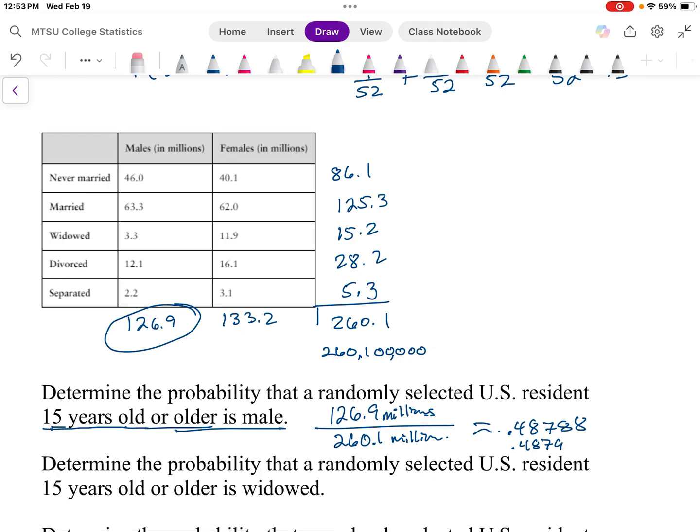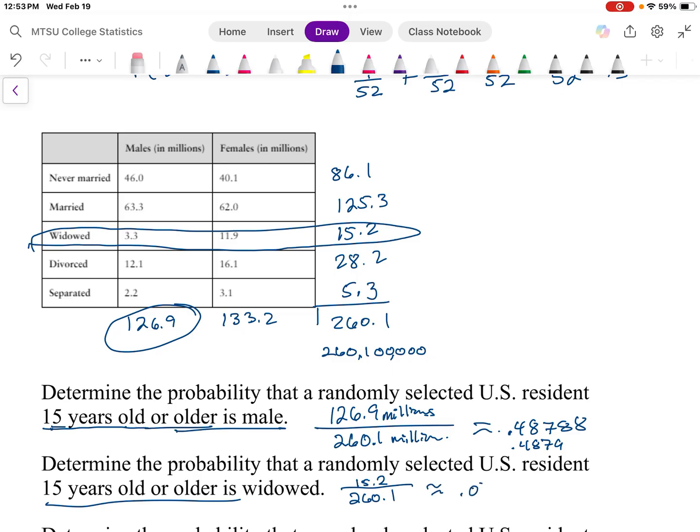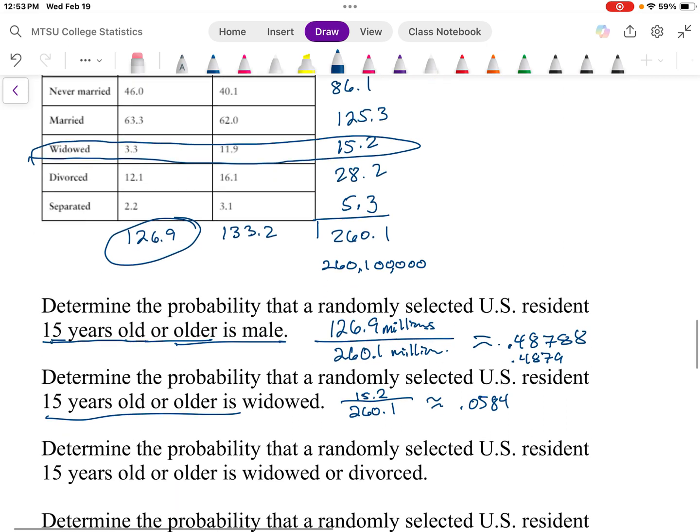Determine the probability that a randomly selected U.S. resident 15 years or older is widowed. So now that changes. They're saying widowed. Well, that would be this row. And they didn't say if it was male or female, so we're combining the two of them. So in this case, we would want to take the 15.2 and divide it by the 260.1. So 15.2 divided by 260.1 gives me approximately 0.0584. So there's a 5.84% chance that we randomly selected U.S. resident who's 15 years of age or older is widowed.